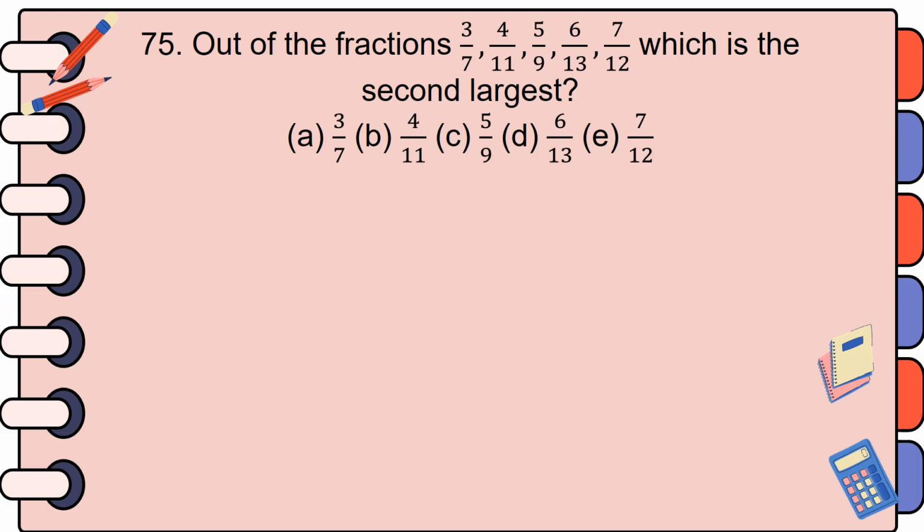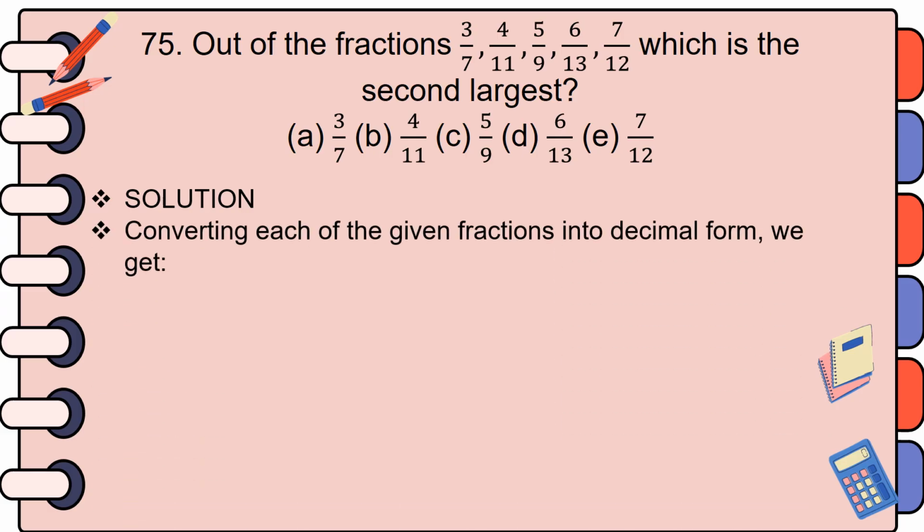Question number 75. Out of the fractions 3 over 7, 4 over 11, 5 over 9, 6 over 13, and 7 over 12, which is the second largest? Here you are given the fractions, and you are going to find out the second largest fraction. So how can we get the answer for this question? Try to answer this question on your own. I hope you get the answer, and let me show you how to get the solution.